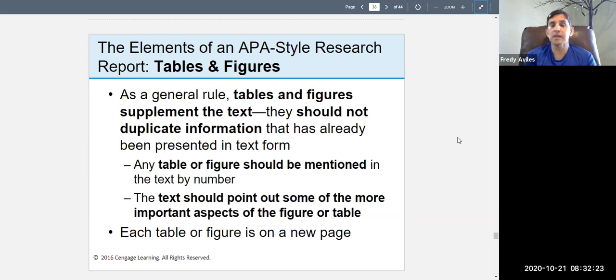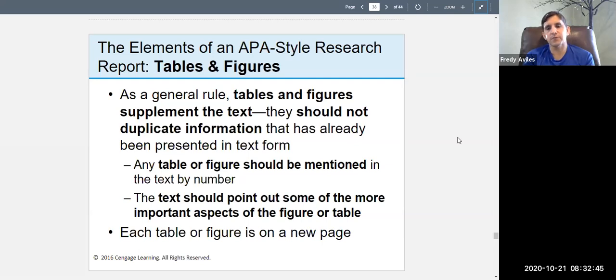As a general rule, tables and figures supplement the text, okay? So they provide additional information. They don't duplicate the information that's already been presented in the text in another form. You might have a table that mentions certain things. If you already describe that, let's say, in your results section, you don't need that table.